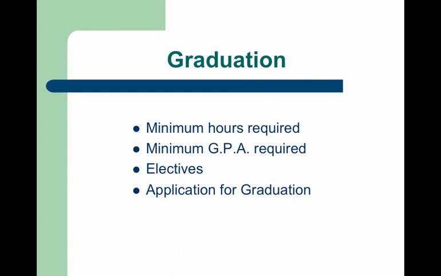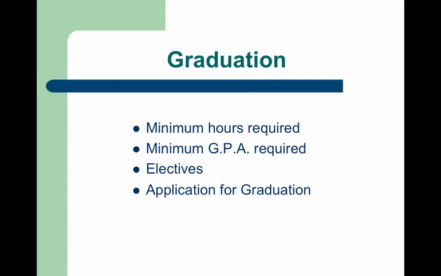The minimum GPA required for graduation is a 2. If you have a 1.99, we do not round up. You have to have a 2 in order to graduate. So keep that in mind. Again, if you think you're close, you can come in and we can do some figuring and see where you're at and see what you need to get in each class to be able to graduate.